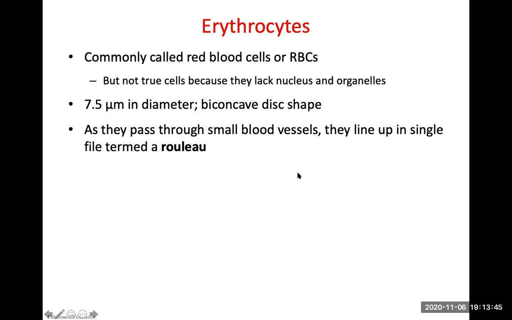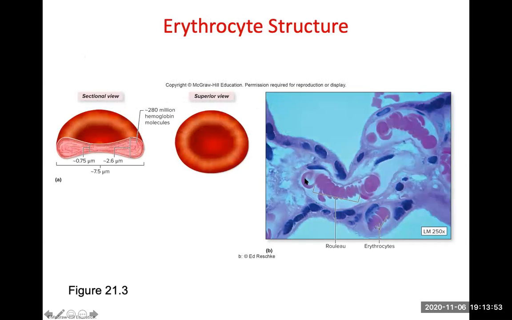As they pass through extremely small vessels, they have to line up in a single file, and we call that term a rouleau. And this is a picture of a rouleau, the red blood cells lining up in a single file as they're passing through a small diameter, probably a capillary.